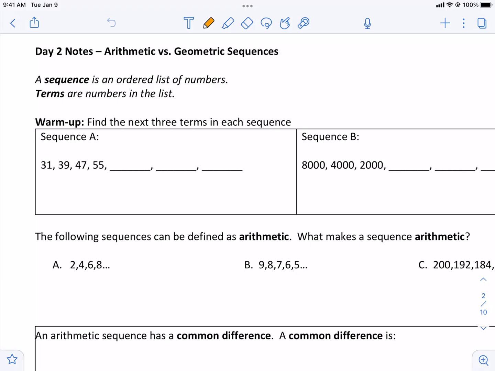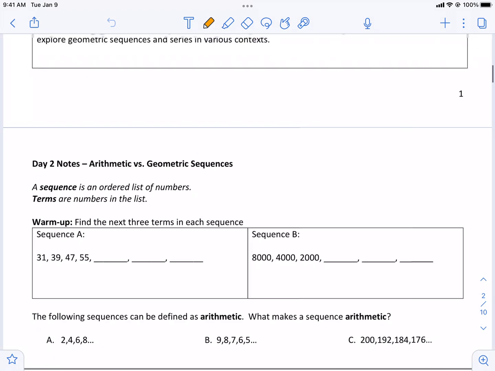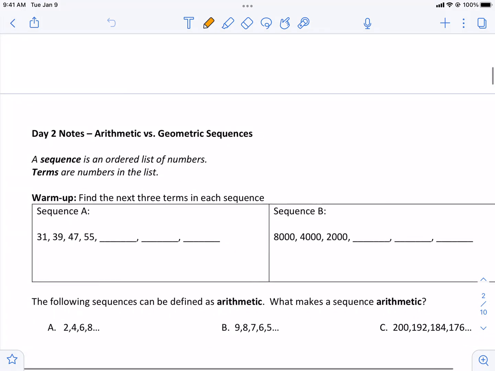So here's the warm-up. Can you find the next three terms in each sequence? In sequence A, we have 31, 39, 47, 55. And in sequence B, we have 8,000, 4,000, 2,000. Can you figure out the next three terms? I'll give you some time to think about that.